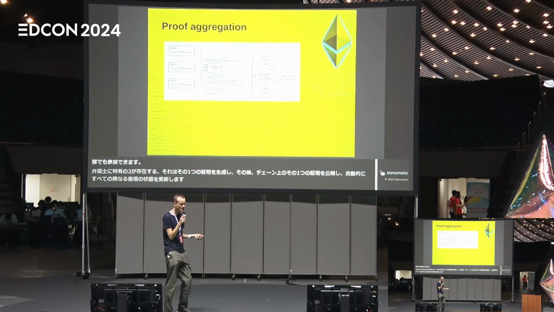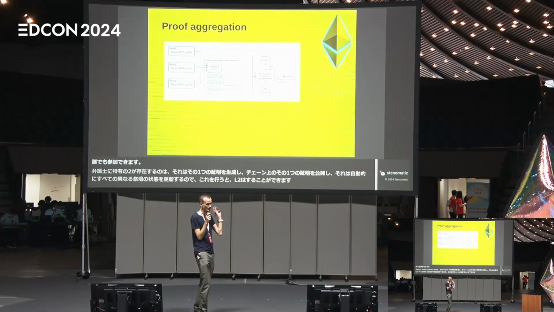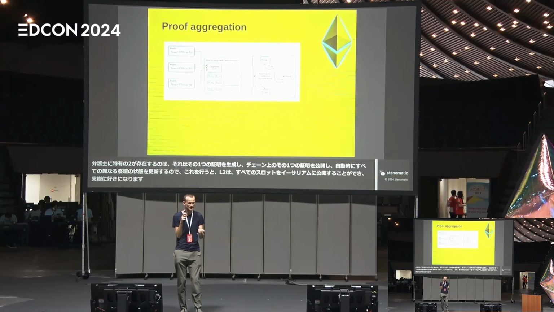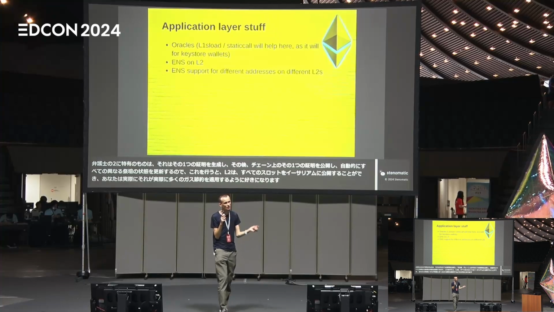So if you do this, then L2s would be able to publish to Ethereum every slot, and it actually would have a lot of gas savings. Application layer stuff. So oracles.